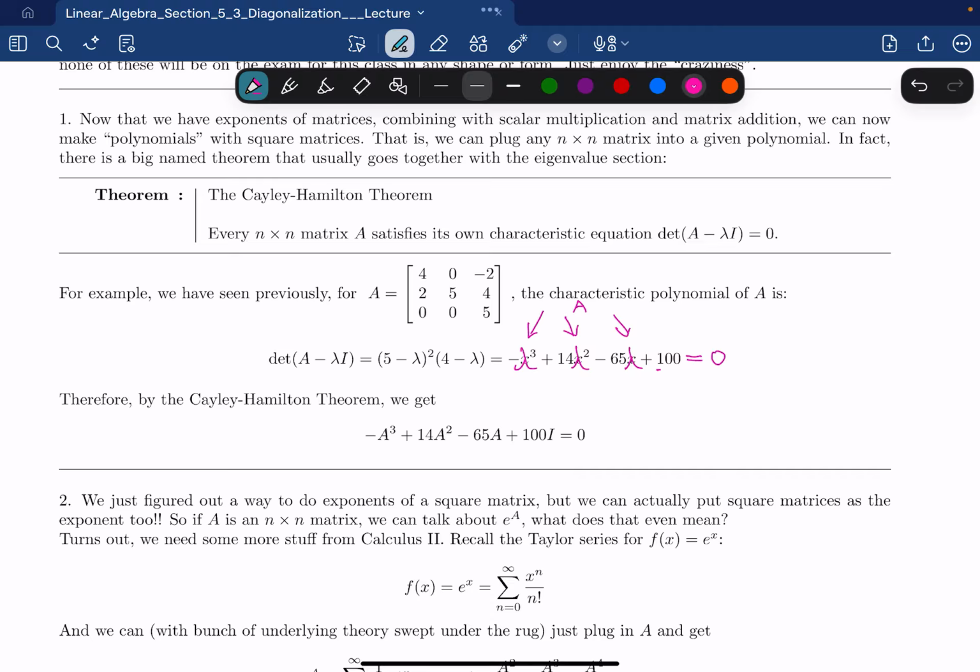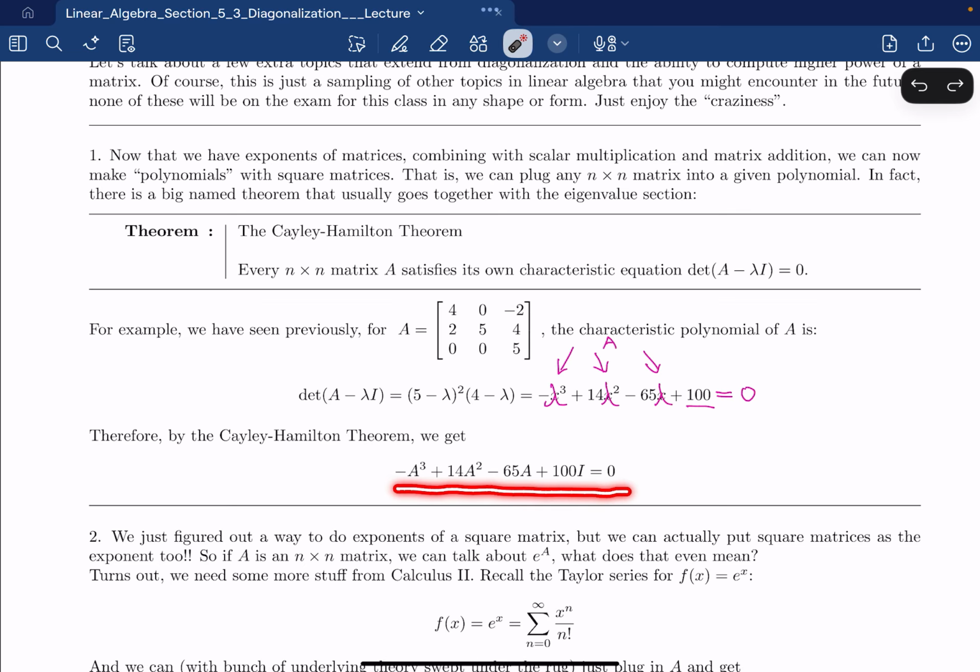And of course, this 100 needs to be written as 100I, the same way we treat constants involved in matrix addition and subtraction. So as you can see, we have negative A cubed plus 14A squared minus 65A plus 100I equals 0, which is essentially the characteristic equation of A. So Cayley-Hamilton just says, hey, your matrix A has to satisfy its own characteristic equation. There's some interesting application to this. I'll leave you, again, for your own discovery later on.